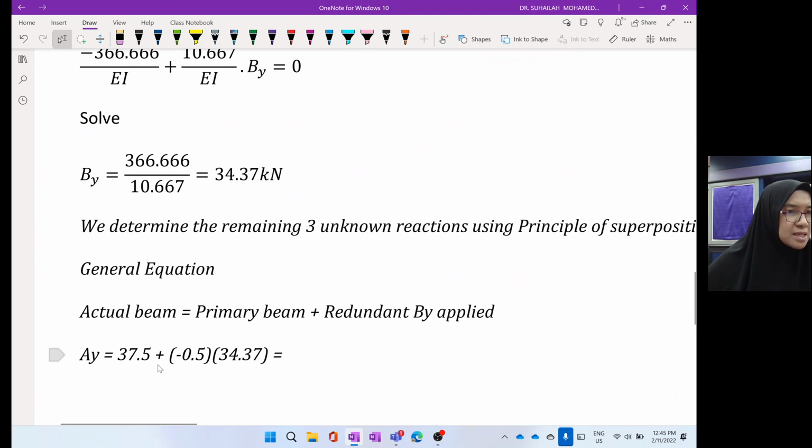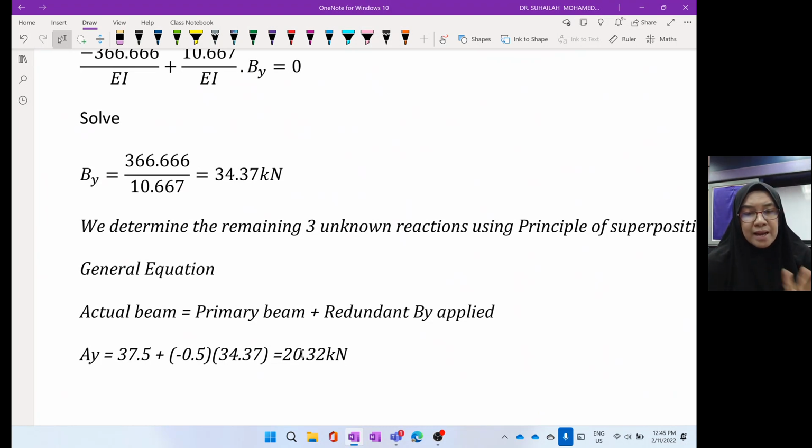It is 37 minus 0.5 times 34.37, right? Yeah? 20.31. Everyone? KD? Betul lah kan? 315. Okay? Okay, mana lagi senang? Equilibrium equation or superposition? Superposition. Okay, we have another one.